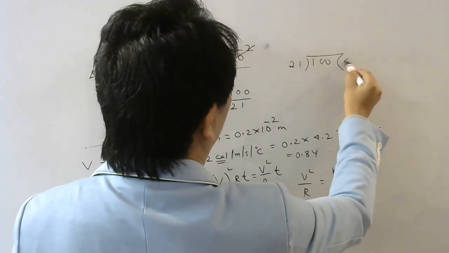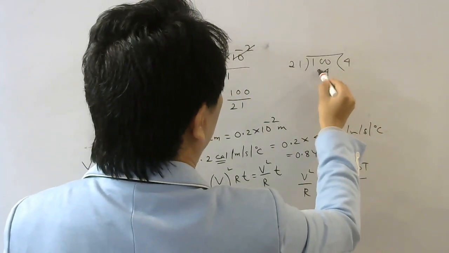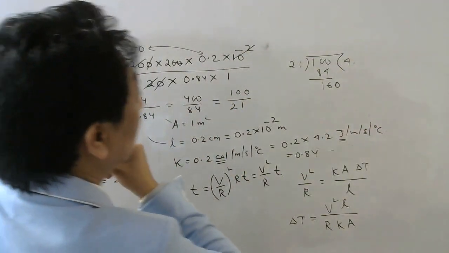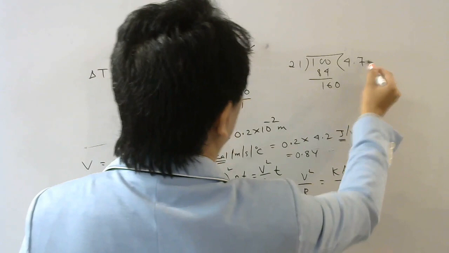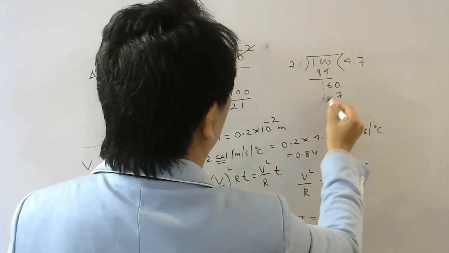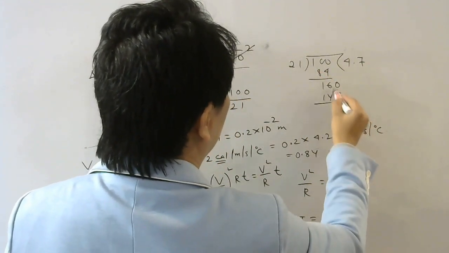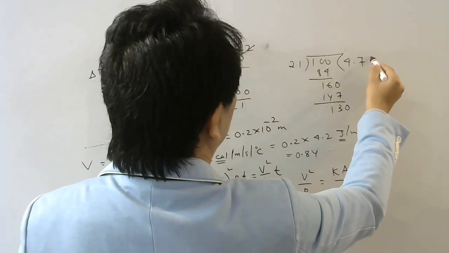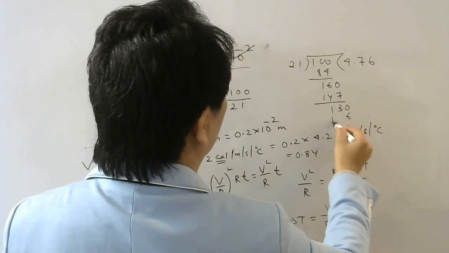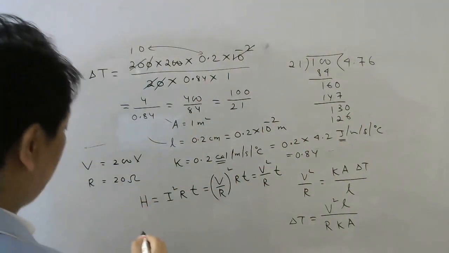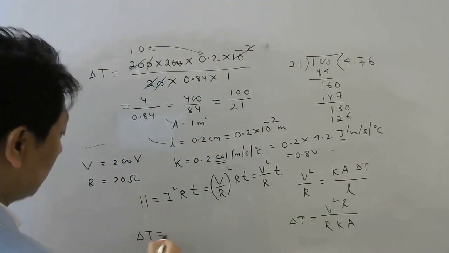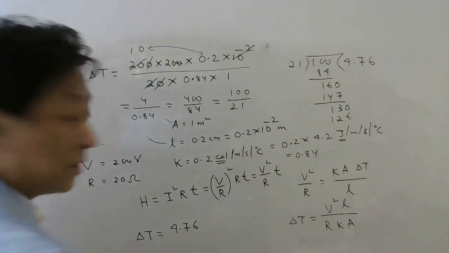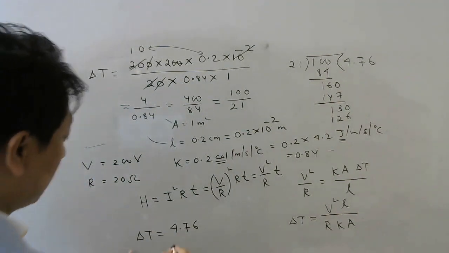Let's try this one. 4 ones are 4, 4 twos are 8, 6, 1.0. Then 21, 8s will be too much, 7s, 7 ones are 7, 7 twos are 40. Then 3 carry, this will be 1.0. This will be 5, 6, I think, yeah, 6 ones are 6, 6 twos are 12. So the temperature difference finally, how much did it come out? 4.76.